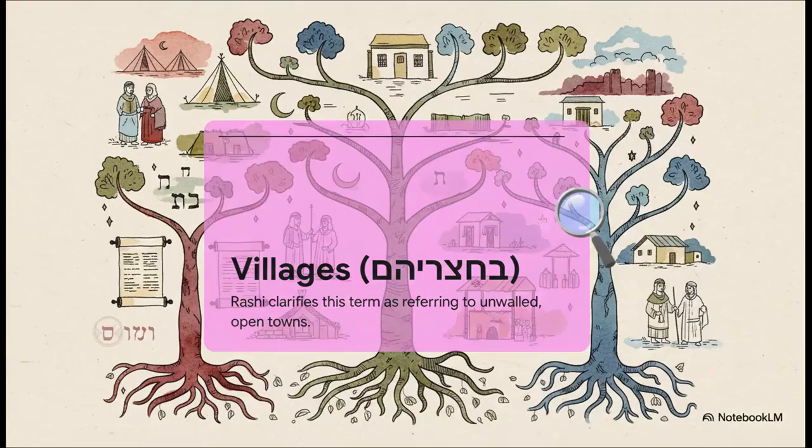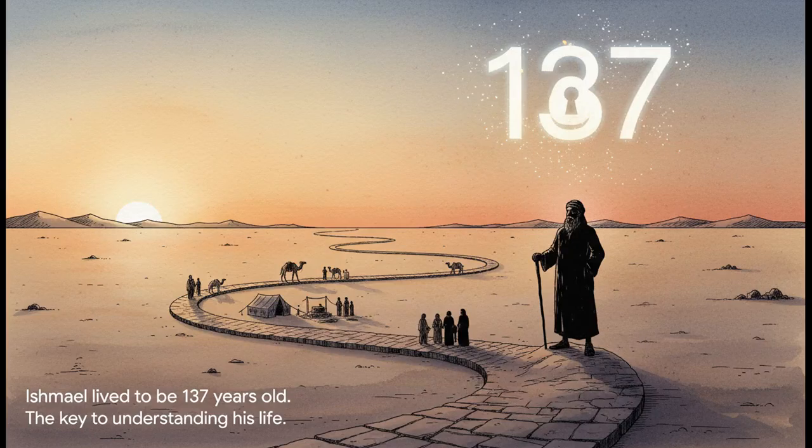And the text gives us this little snapshot of what their society was like. It says they lived by their villages and by their encampments. Now, this is where a brilliant medieval scholar named Rashi comes in. He looks at the original Hebrew and points out that the word for villages suggests open towns, without walls. So you get this cool picture of a people who had both these secure, maybe nomadic encampments and more permanent open settlements. It's a small detail, for sure, but it's another hint that there's more going on here than meets the eye.